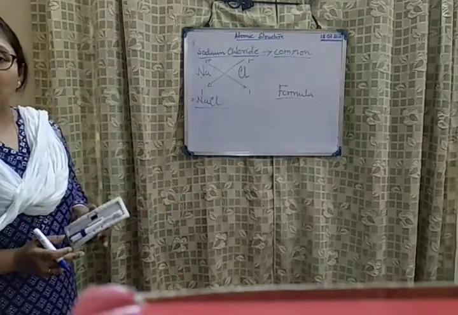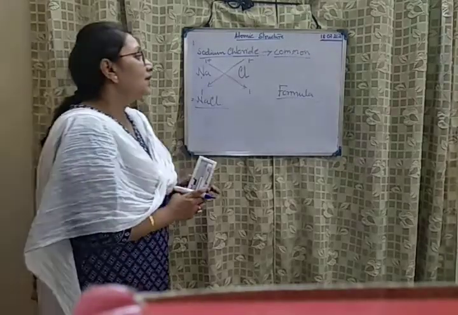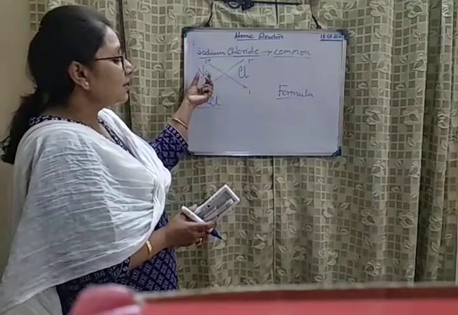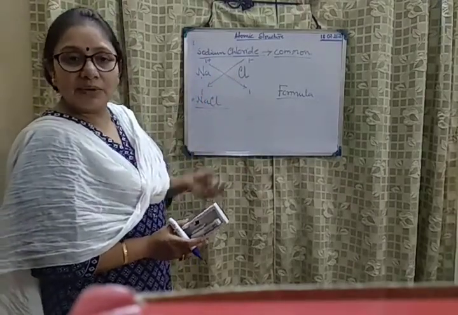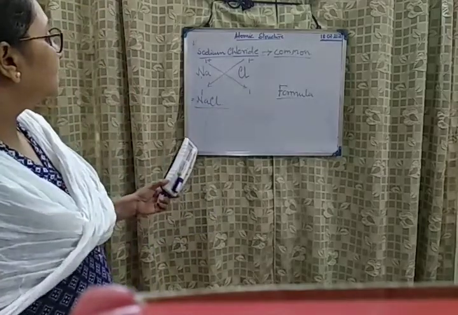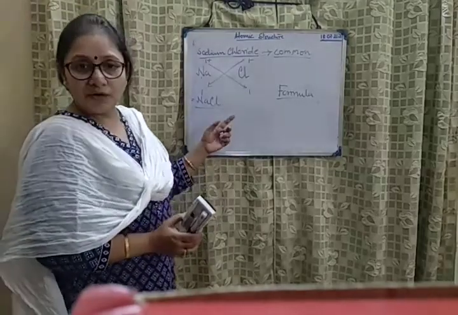So what is the formula? It is the representation of the symbols of the atoms of the elements which form the compound. This is called the chemical formula.